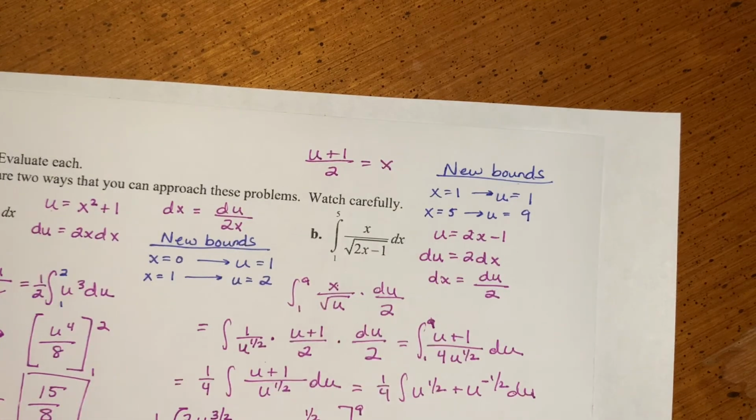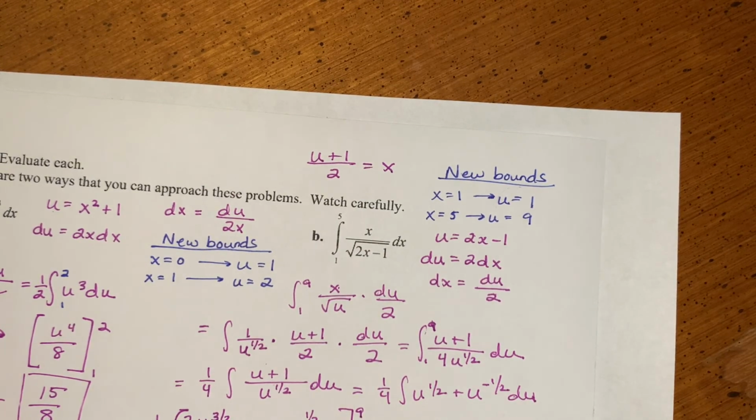Okay. Man, this is going to be quite a amount of work. So then I want to distribute my 1/4 in now. So if I distribute my 1/4, 1/4 times 2/3, the 2 and 4 will cancel out, and it'll be like saying 2 over 12, which will be u to the 3/2 over 6, plus, and then the 2 times 1/4 will be like 1/2, so u to the 1/2 over 2, from 1 to 9.